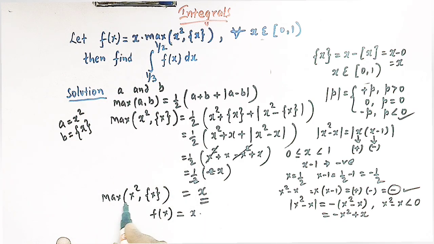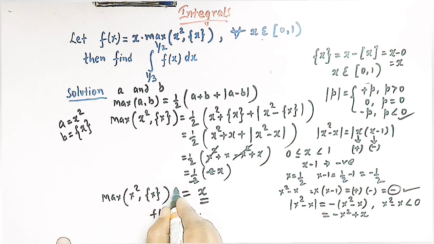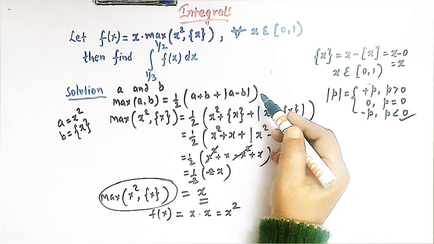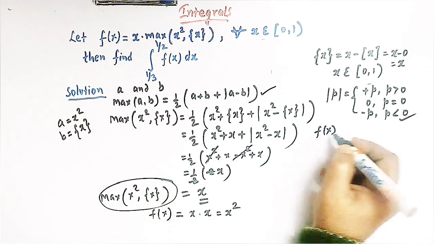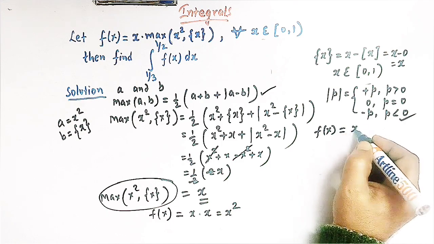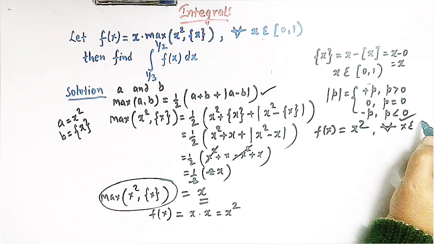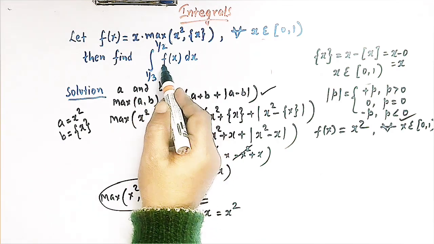f of x is equal to x times maximum of x square comma fractional part of x, and this quantity is equal to x. So here we have x times x, that is x square. So using this expression, we have modified this function f of x as x times x, that is f of x is equal to x square for all x belonging to the interval 0 to 1, right? So now we can easily find out the value of this integral.